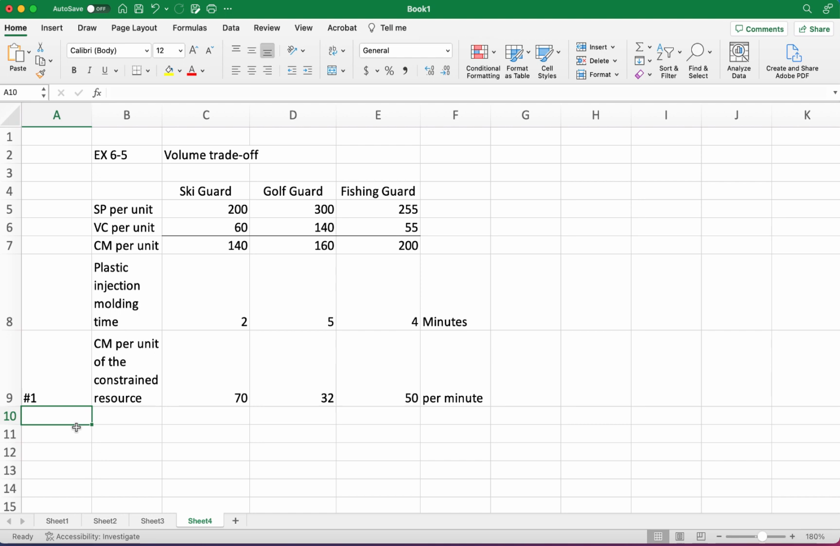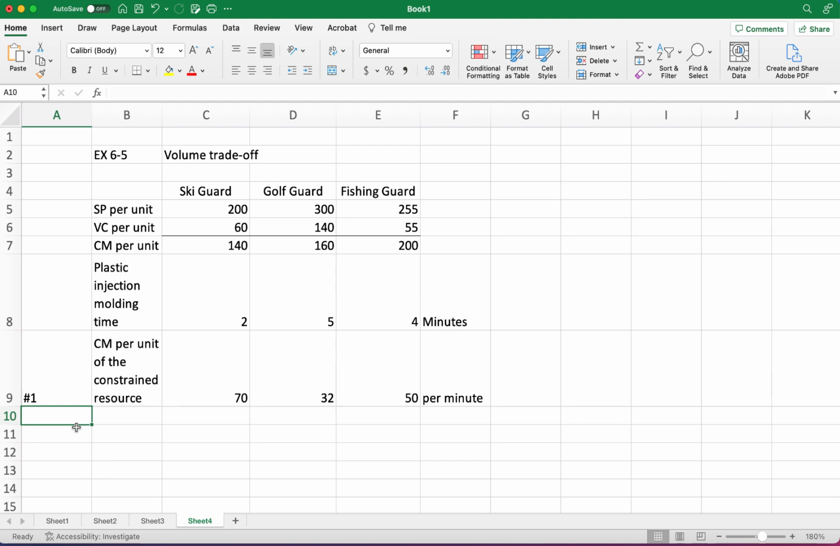So this right here answers the question to number 1. Number 1 asks, if we assume that the total time available on the plastic injection molding machine is the constraint in the production process, how much contribution margin per unit of the constrained resource is earned by each product? So the contribution margin per unit of the constrained resource earned from the ski guard is $70.